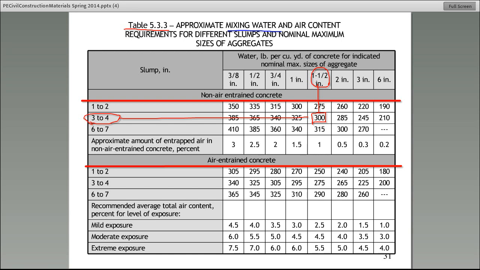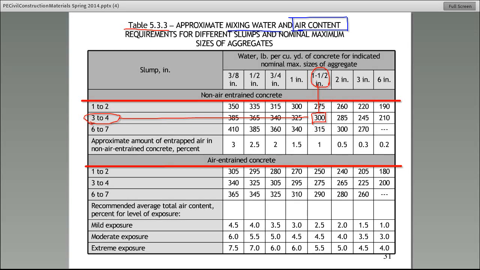This table also gives us what's known as air content requirement. This air content is the type of air that we cannot prevent from having. It occurs because of the mixing action. When we mix the aggregates in the drum, and other operations that we do, there is some level of air that's introduced into the mix. And we need to identify that.